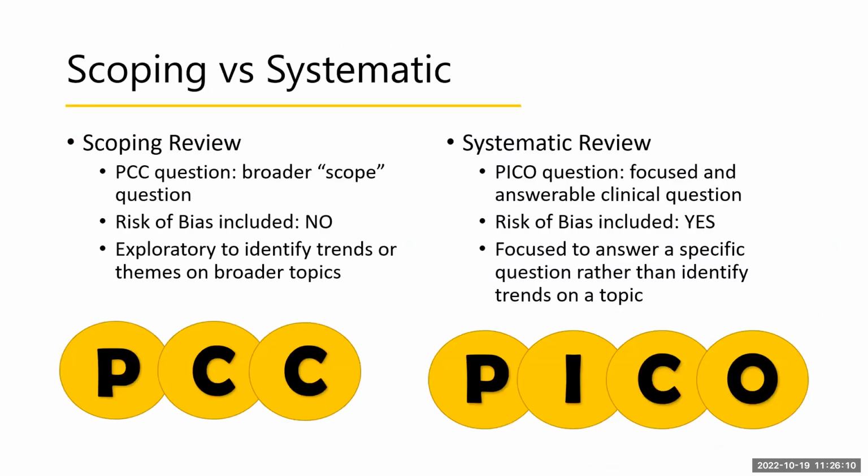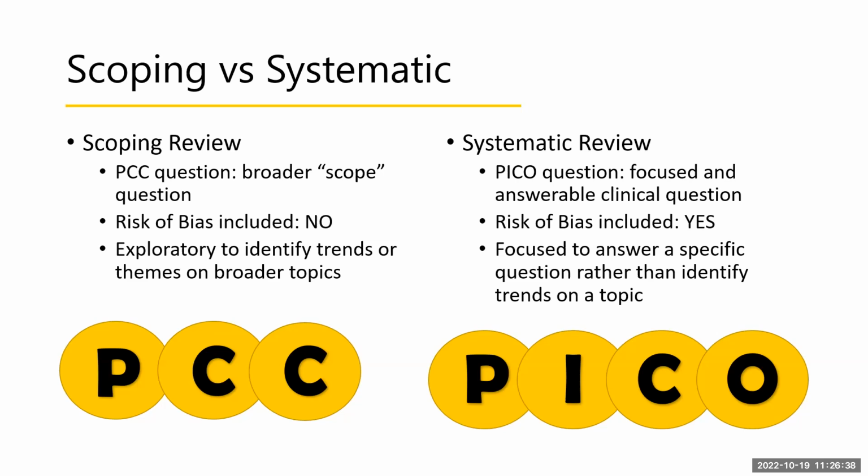Another question that was sent in was asking for the difference between a scoping review and a systematic review. The difference between these two types of reviews is the focus and how you are asking your question. Systematic reviews typically address a clinical and answerable question using a PICO format. PICO stands for population or patient, intervention, comparison or control, and outcome.